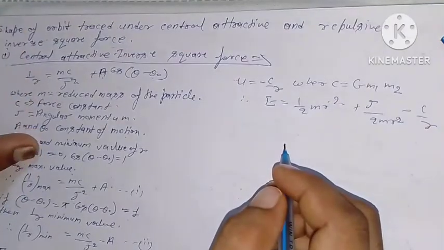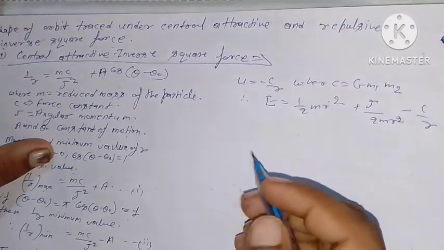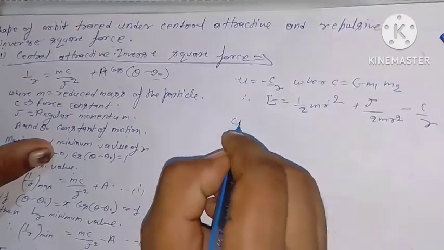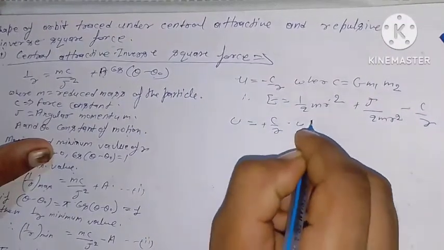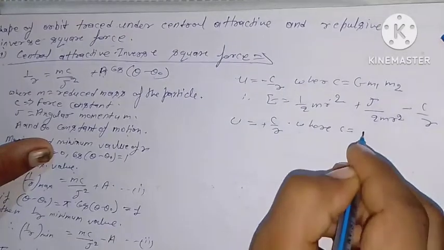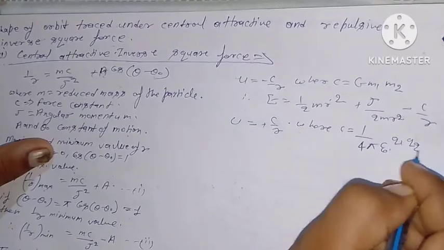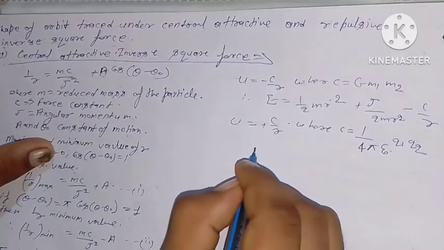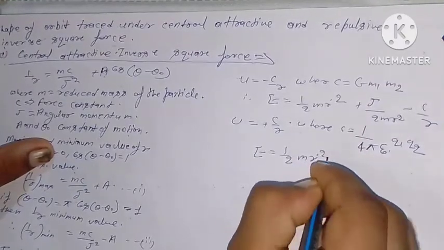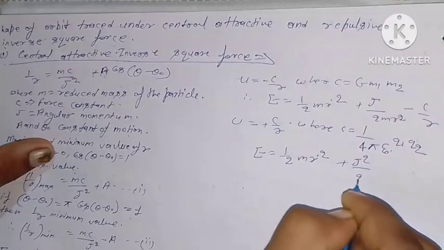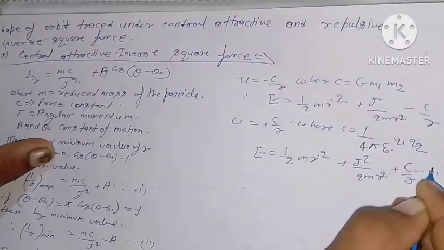For an electrostatic force of repulsion between two like charges in SI units, U equals plus C upon r, where C equals 1 upon 4 pi epsilon naught q1 q2. Then E equals 1 upon 2 m r dot square plus j square upon 2 m r square plus C upon r. This is equation number 3.